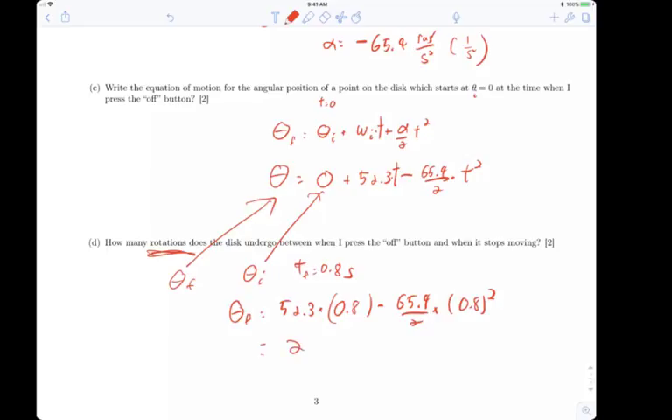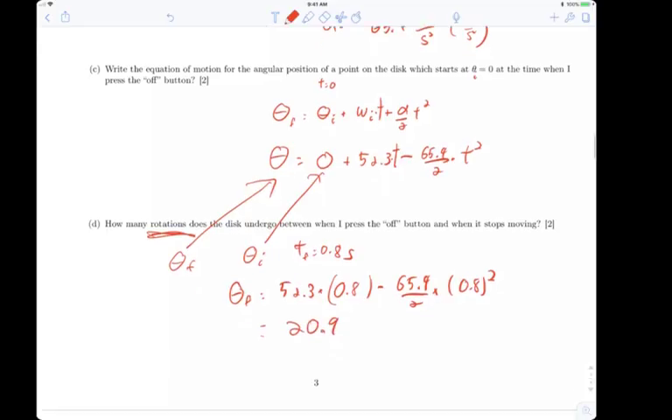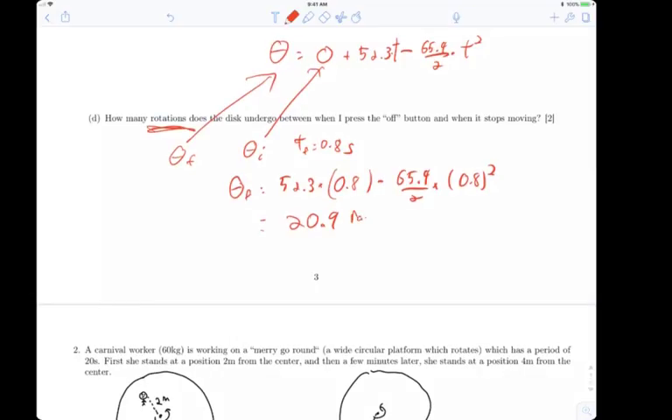That's 20.9 radians. I'm asking for rotations. So I'm going to multiply it by, I want rotations, over radians. 1 rotation is 2 pi. So I'm going to divide this by 2 pi, which makes sense in its own right. 20.9 divided by 2 times pi is 3.33 times around.